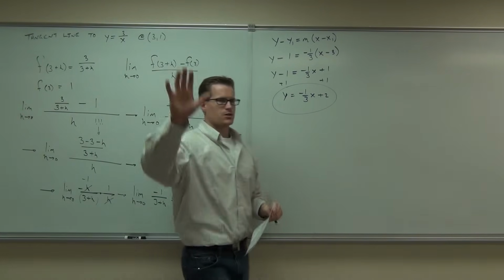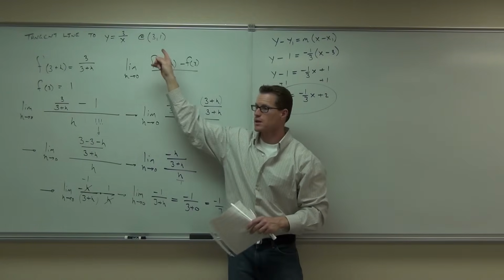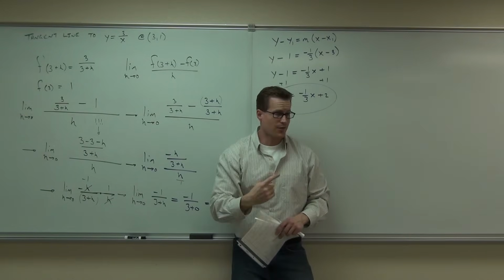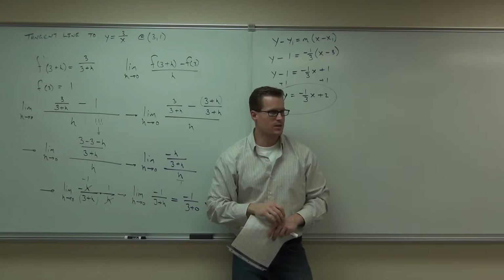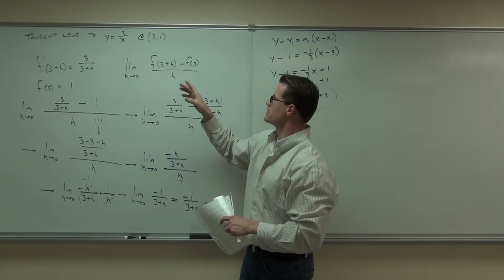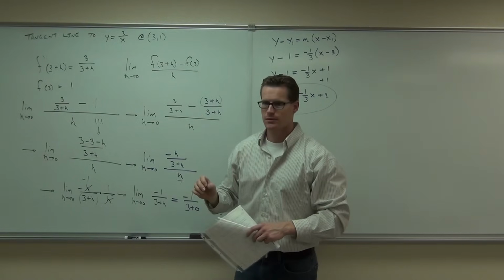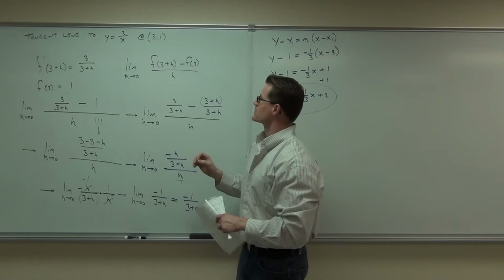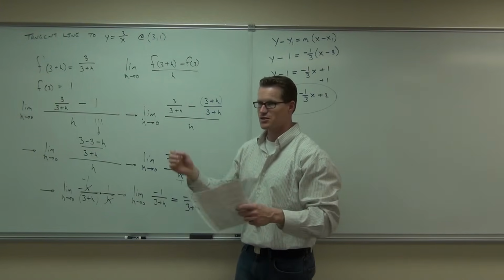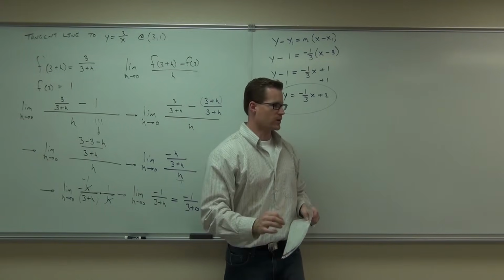How many people feel okay with this so far? Now, the next question is, if I change points, does my slope change? Does my equation change? Yeah, they're all going to be different. Well, that's going to be annoying, because if I ask the next question, okay, find the tangent line at the point 9, 1/3. Then I ask, how about 2, 3/2? Then I ask some more. You'd have to do this over and over and over again to find it for any point, right?